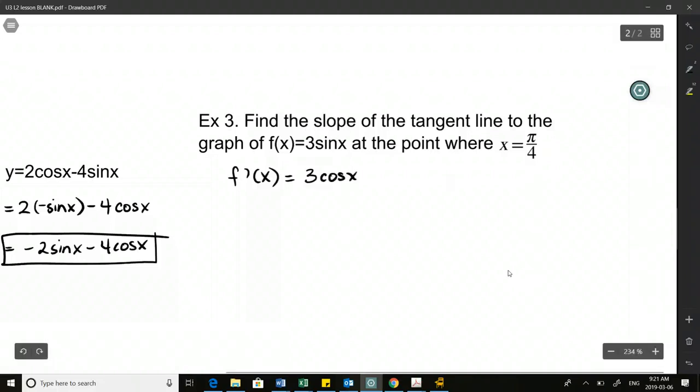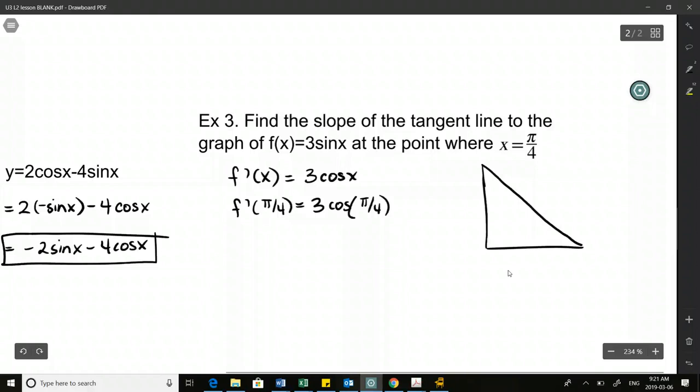And then we are looking to evaluate the slope of the tangent at pi over 4. So we have our equation to find slope of the tangent. So we're going to plug in pi over 4. And just a reminder, your special triangles, you can add these to your trig identity sheet if you want a place to have them where you won't forget them.